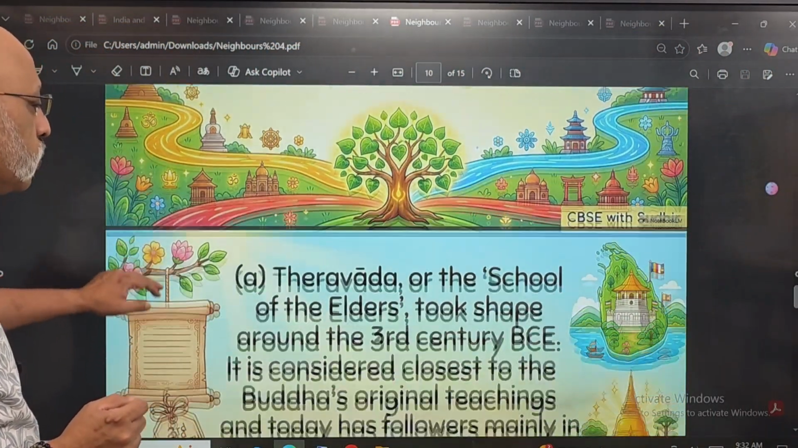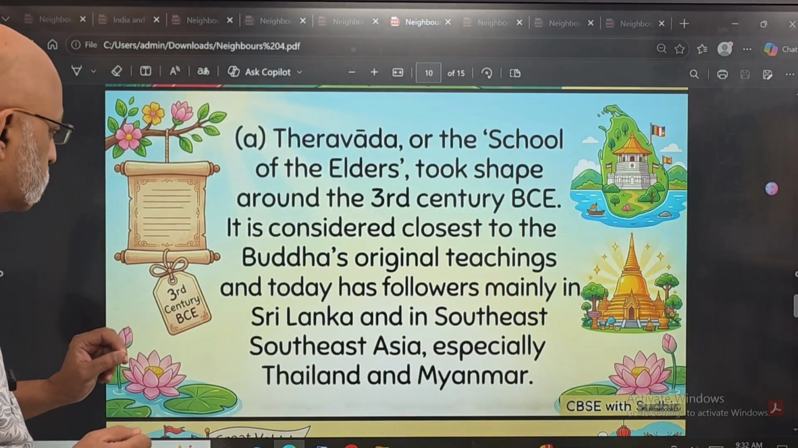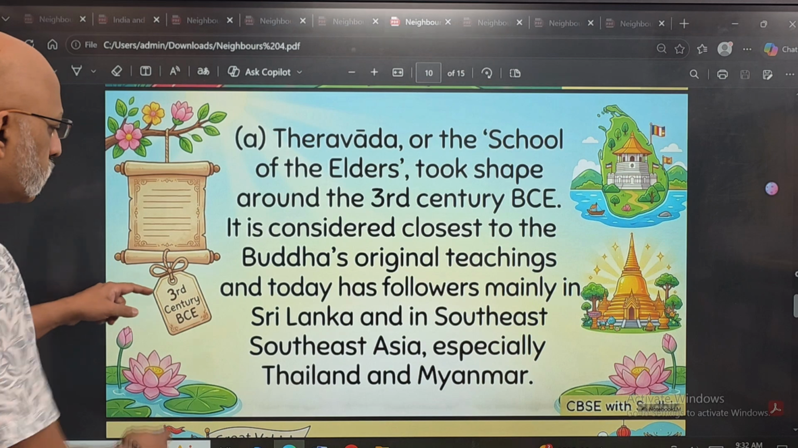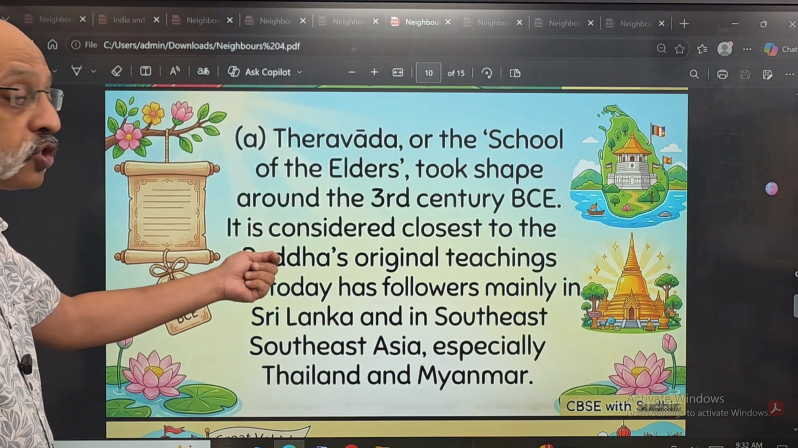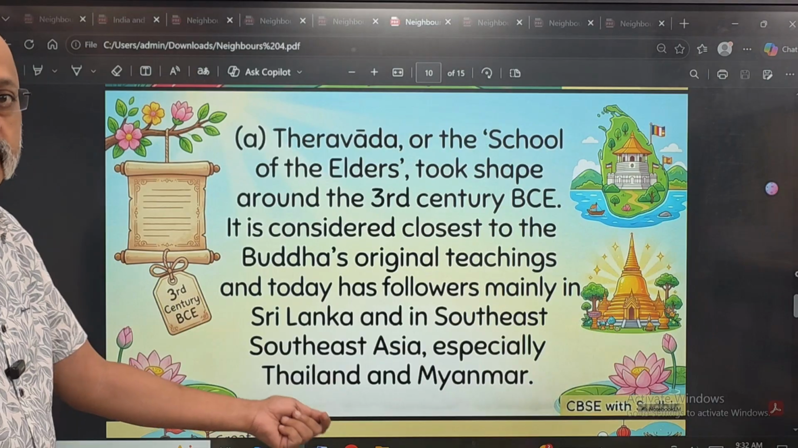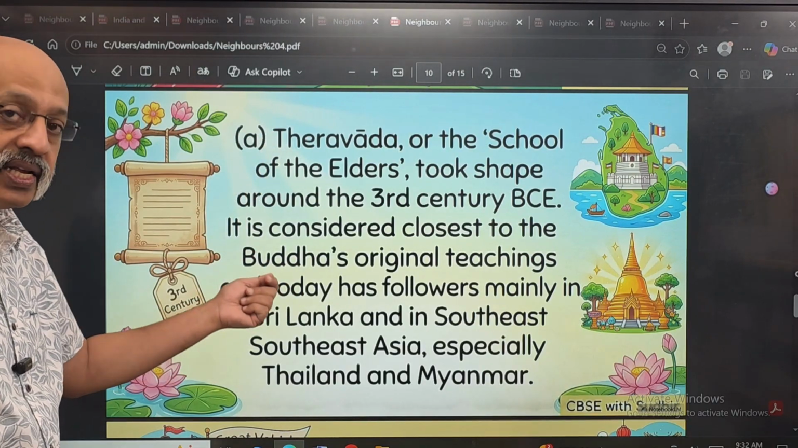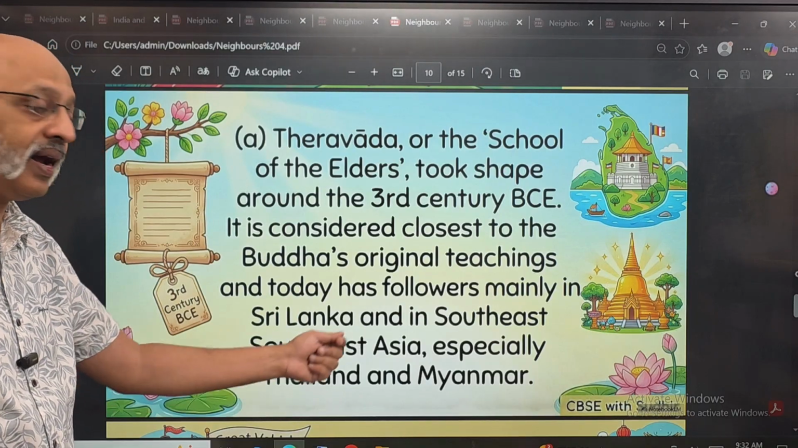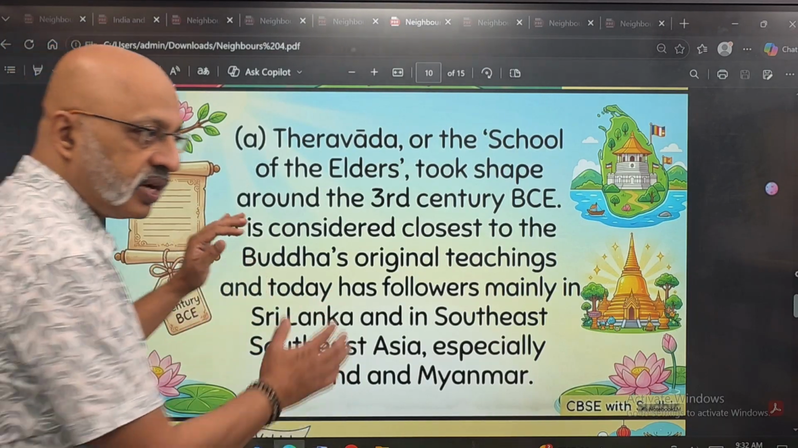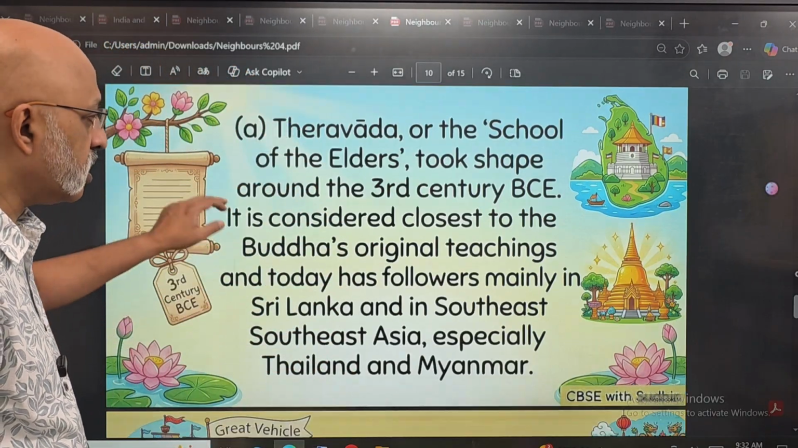Okay, so the first one is known as the Theravada, or the school of the elders. It took shape around the 3rd century BCE. It is considered closest to Lord Buddha's original teachings. Today Theravada has followers mainly in Sri Lanka and Southeast Asia, especially Thailand and Myanmar. So Sri Lanka, Myanmar, and Thailand is where Theravada is followed.